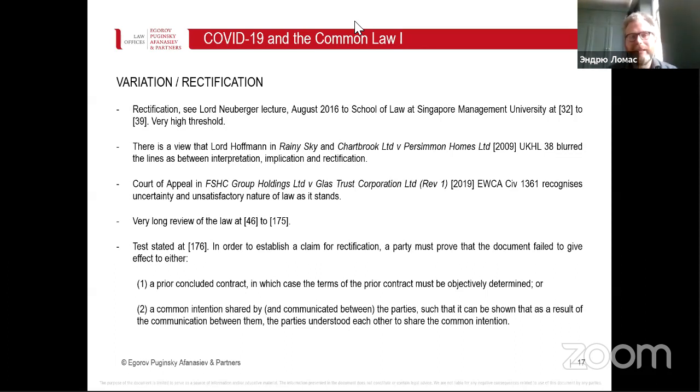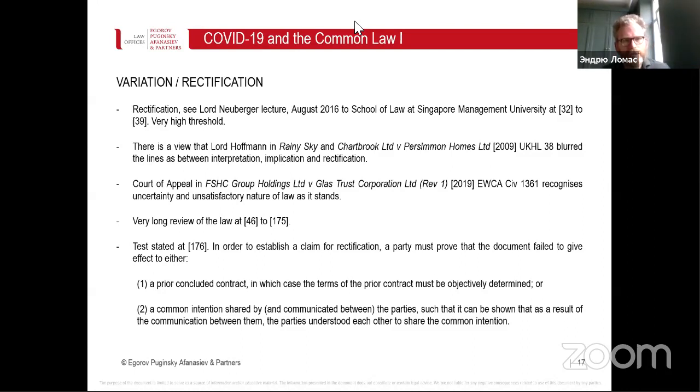Turning to rectification. Now, this is an altogether different remedy. And again, it's worth looking at the Lord Neuberger lecture here, and he discusses rectification very briefly at paragraphs 32 to 39 of that lecture. And the key point here is that there's a very high threshold, and what is effectively being said is that the contract on its true interpretation doesn't actually reflect what the parties intended.